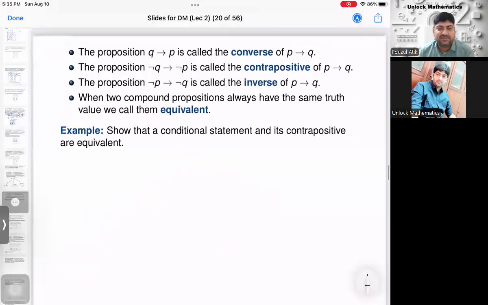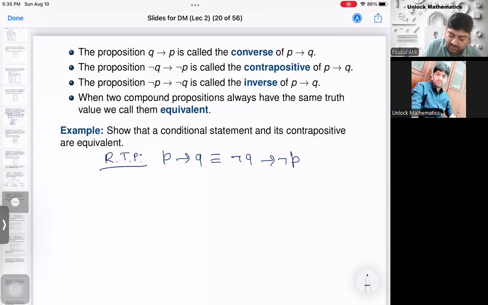The first example is to show that a conditional statement and its contrapositive are equivalent. What do we mean by conditional statement? P implies Q is called a conditional statement. You have to prove that it and its contrapositive, which is not Q imply not P, are equivalent. We can take this notation for equivalent, and I'll discuss it in the next slide also. So P imply Q is equivalent to not Q imply not P. This is the sign of equivalence. We need to prove this.